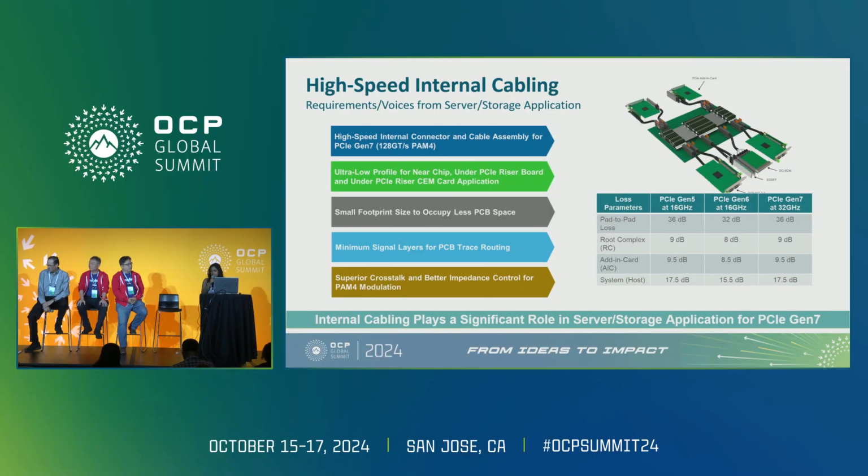But the overall channel budget has not significantly improved, as you can see. It's just increased from 32 dB to 36 dB at Nyquist. And if that's going to affect the overall channel length, then it's going to be very crucial when it comes to system design. So in conclusion, you can see that internal cable solutions play a critical role in server storage applications. So you need to go to an innovative design that uses minimum space, and that's going to be very, very important.